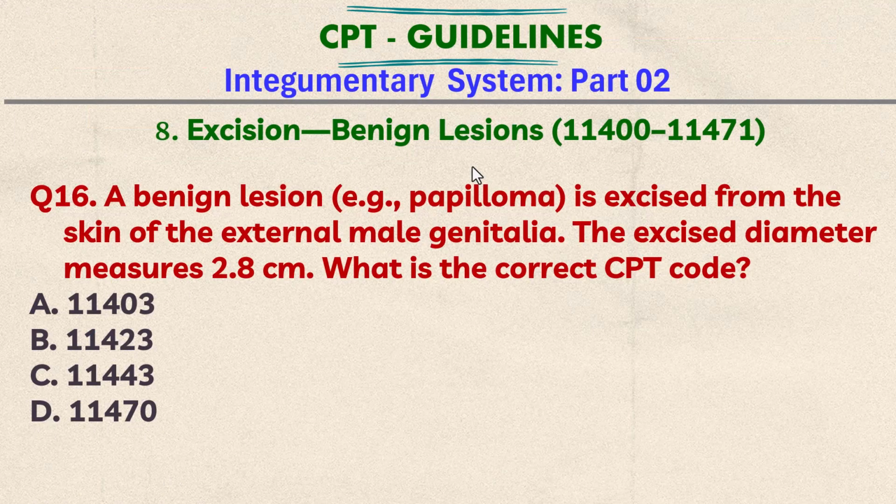Question number 16. A benign lesion, example papilloma, is excised from the skin of the external male genitalia. The excised diameter measures 2.8 cm. What is the correct CPT code? Again, take your CPT code book and find the answer. So here you have to highlight this is a benign lesion. The anatomical site is external male genitalia. The size is 2.8 centimeter.